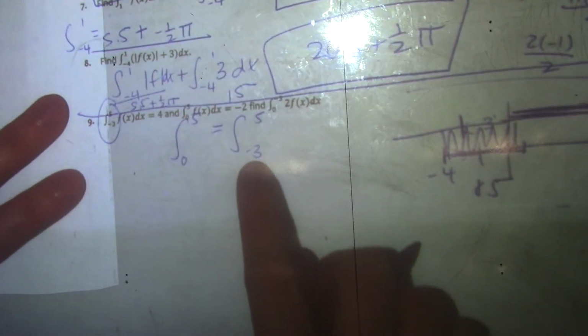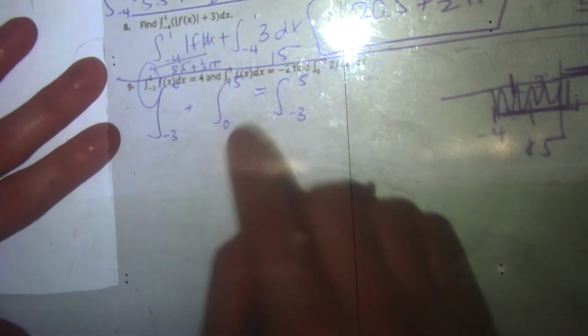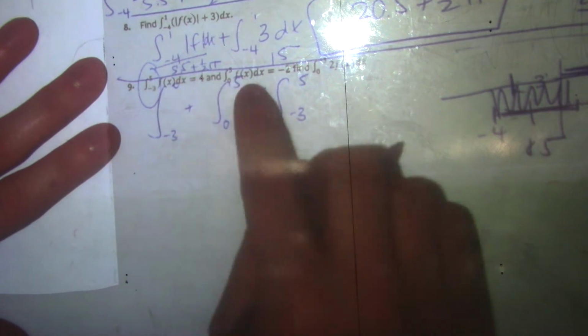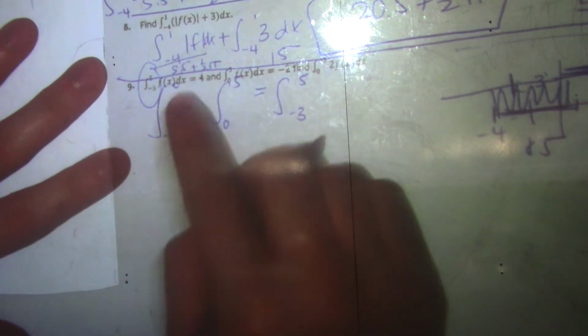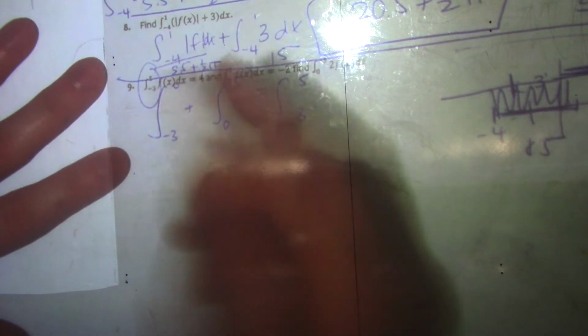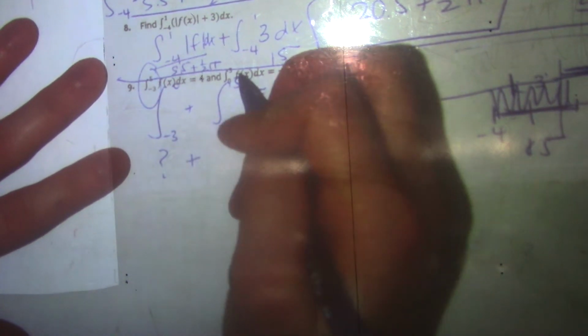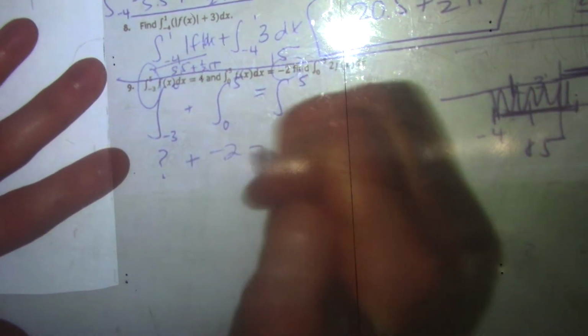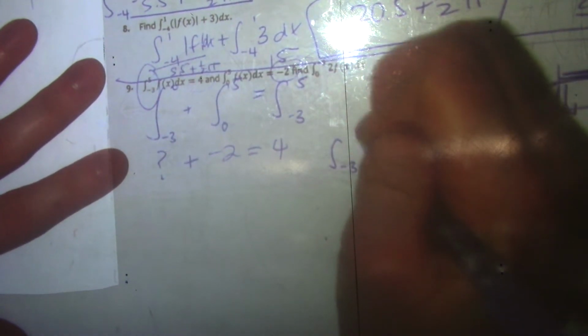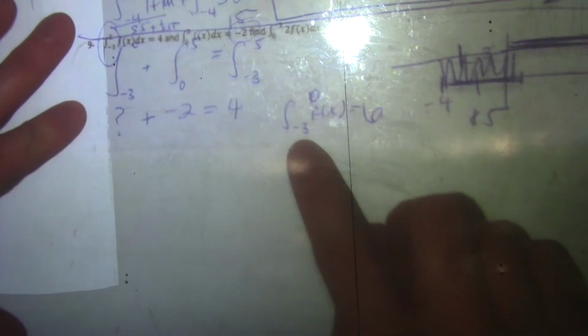So right now I've got 0 to 5. I would need to go from -3 to 0. So -3 to 0 plus 0 to 5, yep, that adds up to just -3 to 5. So -3 to 0 plus 0 to 5, which is -2, equals the total, which is 4. So then the integral from -3 to 0 of f of x, add that over, is just 6.